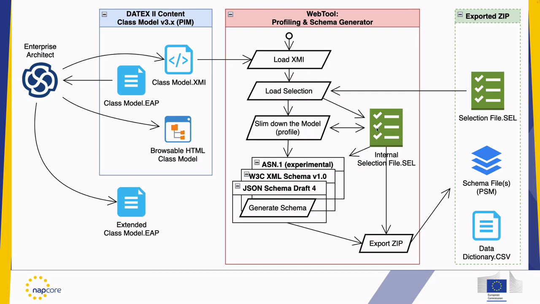This modifies the selection file, and the final step is to use one of 3 available schema generators, either for JSON or XML or ASN.1, and it creates a zip file which includes the resulting schemas, and it might include a selection file or a data dictionary. The zip file is then provided to the client to download and use.